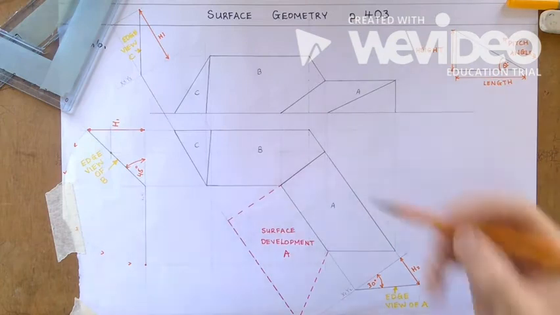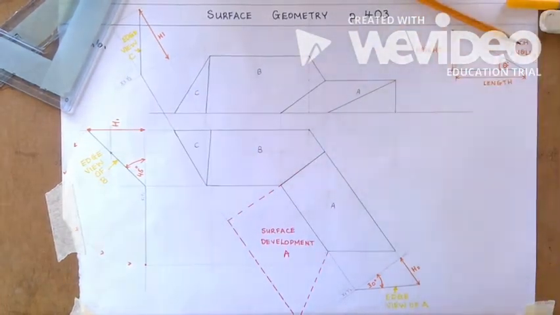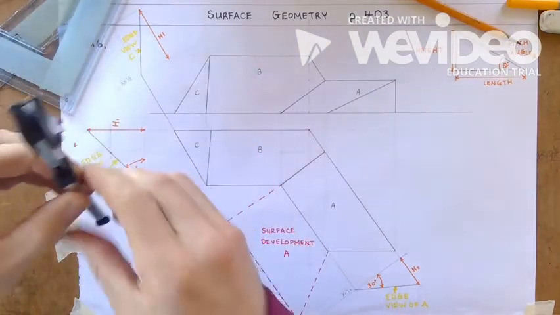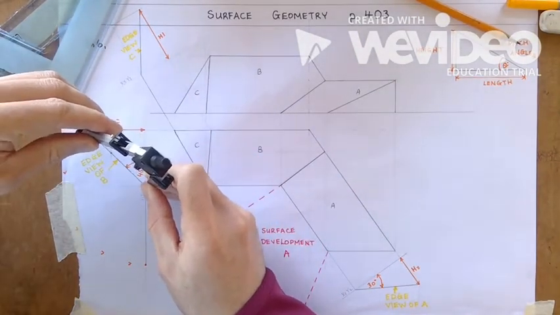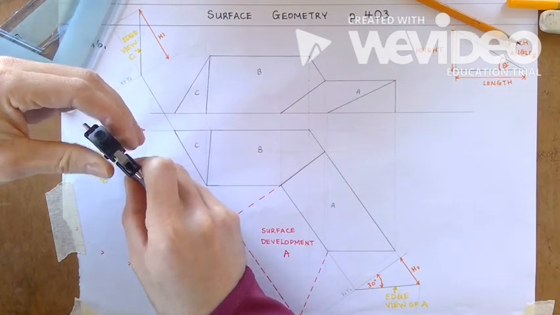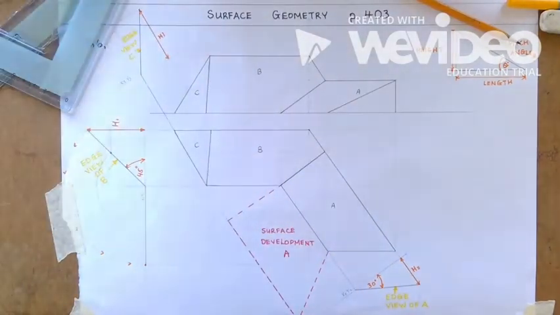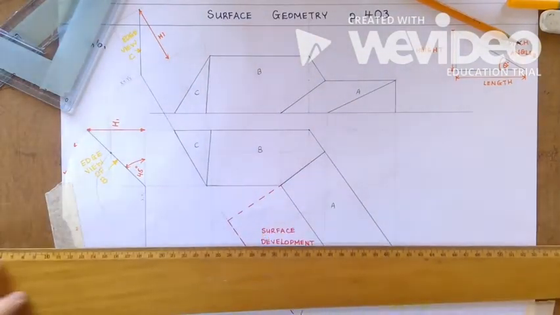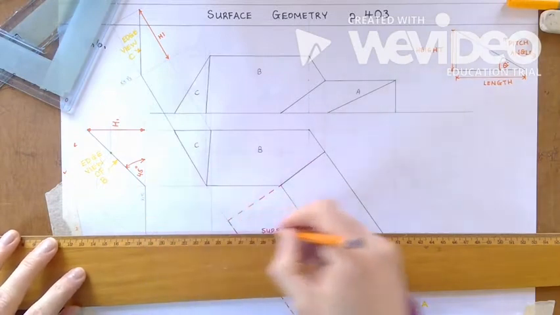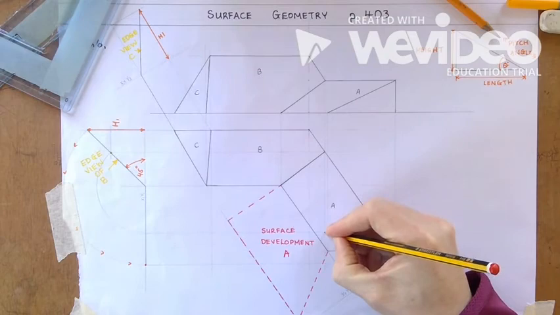Now I'm also going to have to rotate this point here. Okay, so get the compass, rotate that point there, and then project that across as well. So then that's that point there.